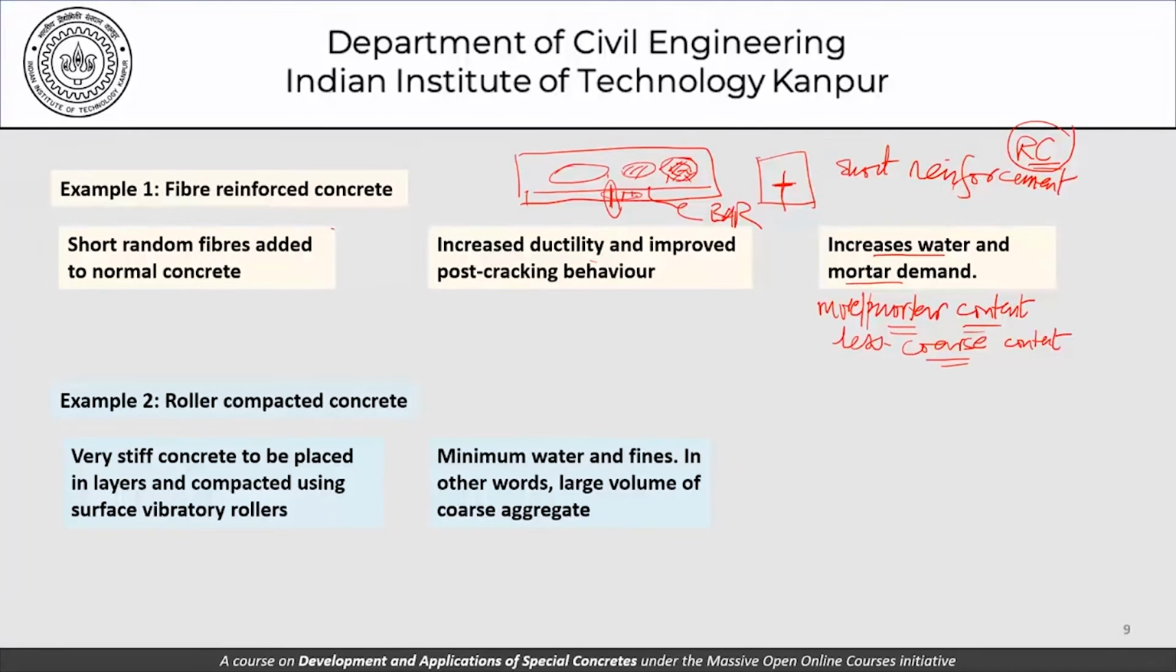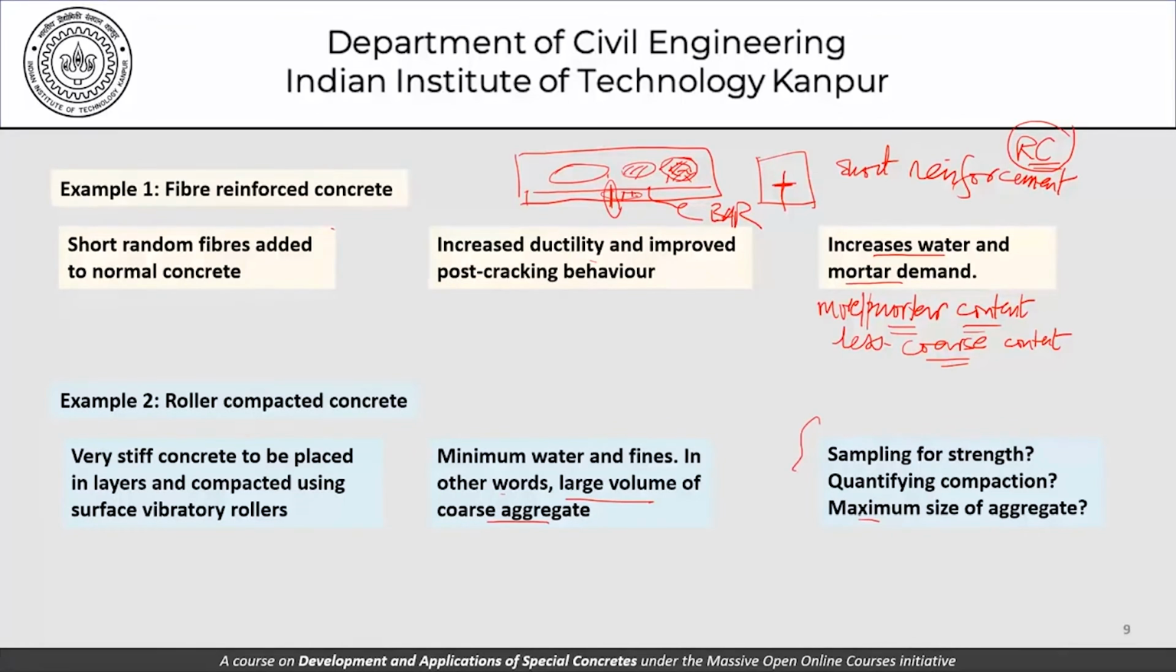What you need there is minimum water and fines. In other words, we go with large volumes of coarse aggregate. How do we do the sampling for strength? How do we quantify the compaction? What should be the maximum size of aggregate? These are questions which we need to encounter and answer if we are using roller compacted concrete.